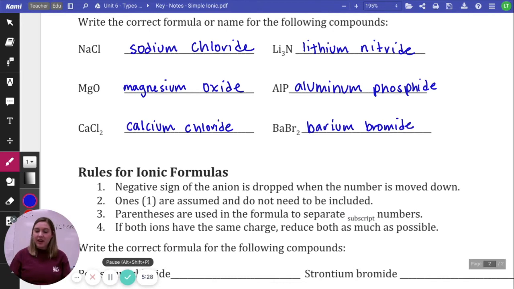Okay, so the first one we had was ALP, and that one is going to be aluminum phosphide. So Al, aluminum, stays the same. P is phosphorus. Change the ending to IDE, so it becomes aluminum phosphide. And then same thing, BaBr2: Ba is barium, and Br is bromine, so barium bromide. Okay, that's naming just these very simple ionic compounds, these binary compounds.